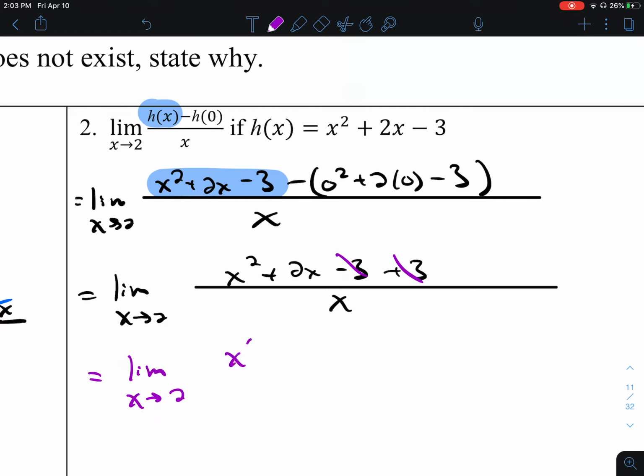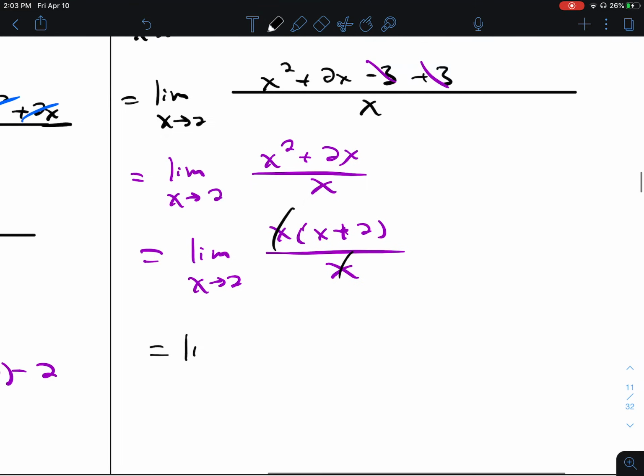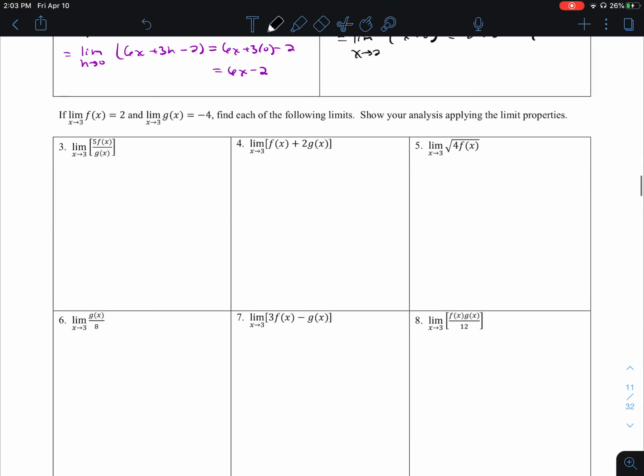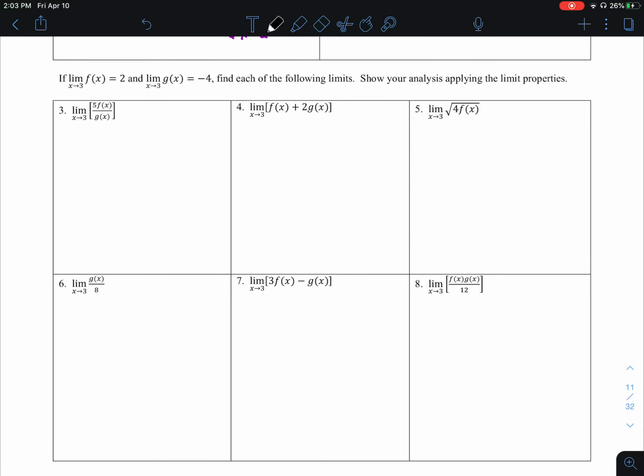We get the limit as x approaches 2 of x squared plus 2x, over x. We can factor an x out of the numerator. X cancels from the top and the bottom. So now we have the limit as x approaches 2 of the sum of x and 2. And to evaluate the limit, we put a 2 in for the x. Once you put that in, you do not have to use limit notation. The next several problems have the same instructions.